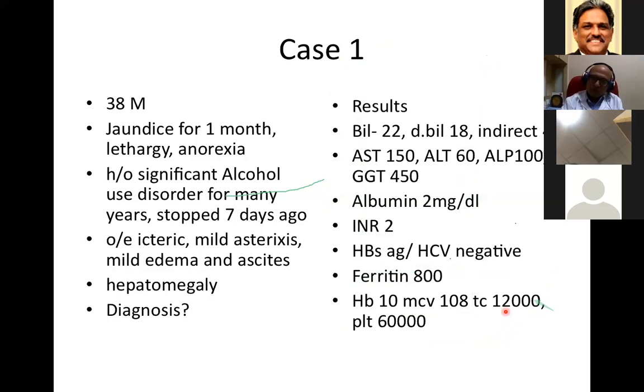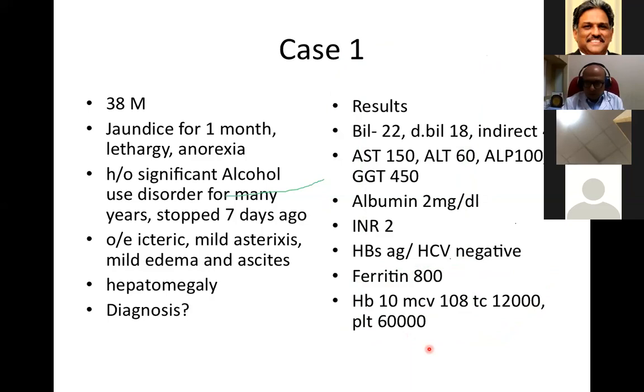And the total count being slightly high is also noted. The neutrophilia is also noted in patients with alcoholic hepatitis. And the platelet count is low here, which may signify that there is some element of chronic liver disease. So we may end up seeing a splenomegaly when we do an ultrasound.